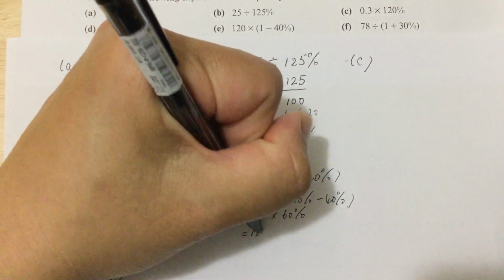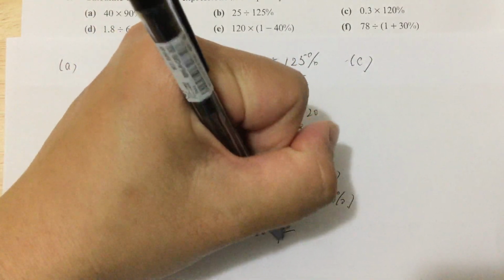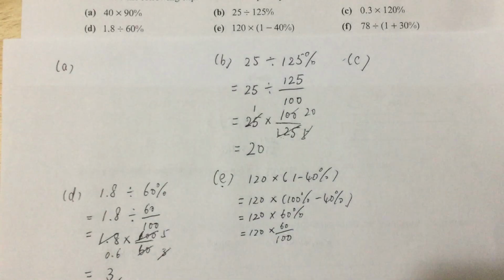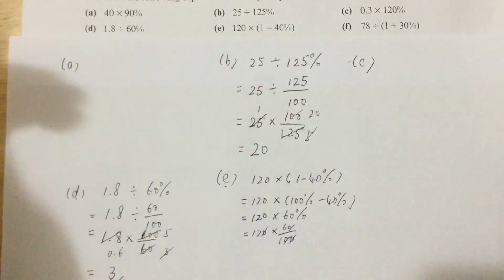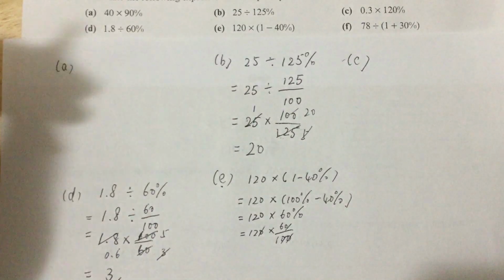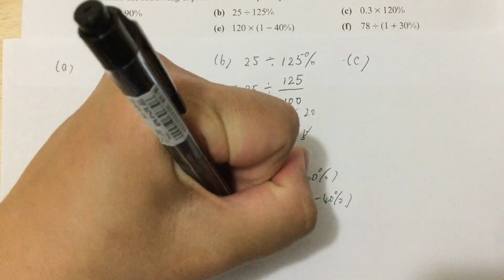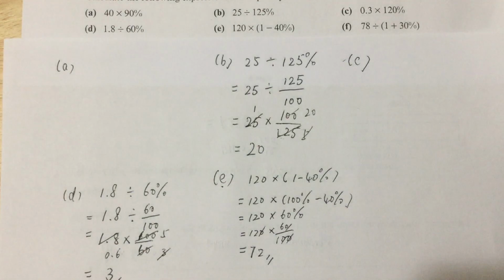And then you have 120 times 60 over 100. And then we can do the cancellation, in case it's easier for you to cancel the 0. Okay, so that's 12 times 6. So the answer is 72. So we got the answer for part E.